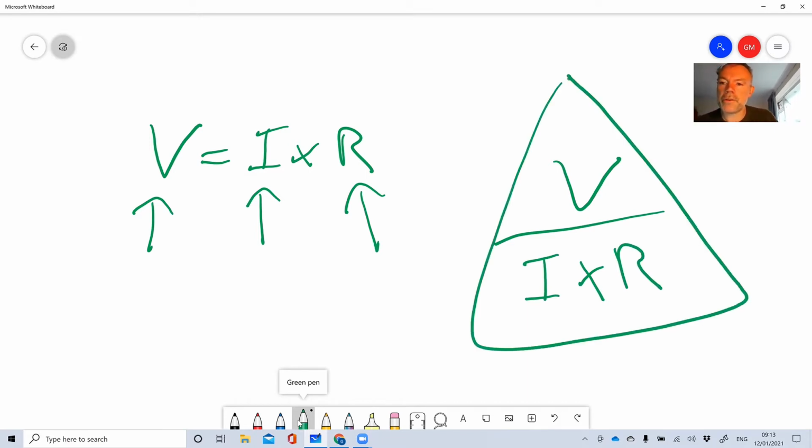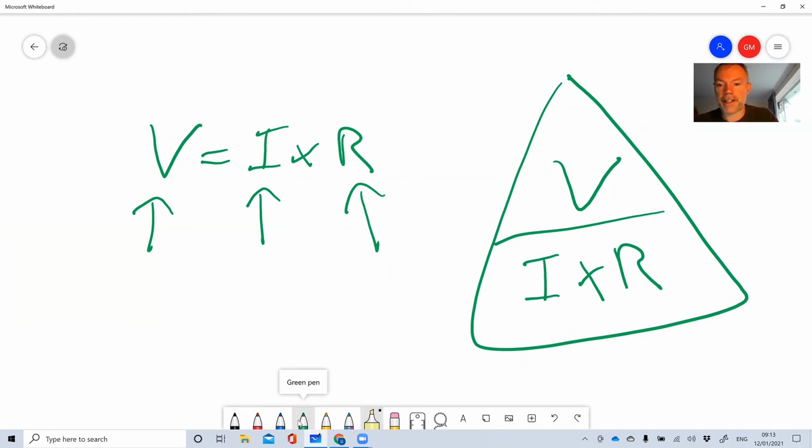Now, in the questions, it will give you two of those things. It will give you V and I and you have to find out R, or it will give you R and V and you have to find out I. It will give you two and you have to find the third. The one you want to calculate, you cover up.